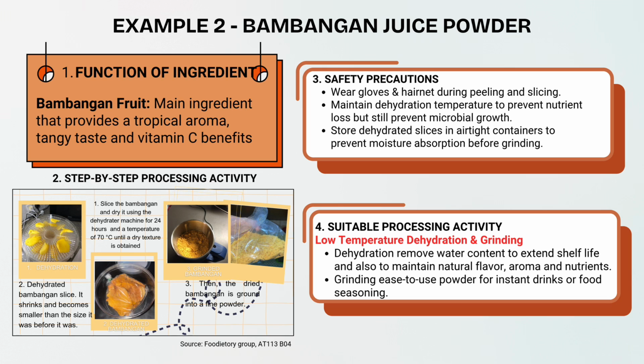For this product, they need to maintain the dehydration temperature to ensure all the water content from the bambangan is removed. Also, after dehydration, they need to store the dehydrated bambangan in a proper storage to prevent moisture absorption before grinding. The suitable processing activities for this product are low-temperature dehydration and grinding. Dehydration purpose is to remove the water content to extend the shelf life and maintain the natural flavor, aroma, and nutrients. Meanwhile, grinding is to produce a powder form that can be used for beverages or other food products.